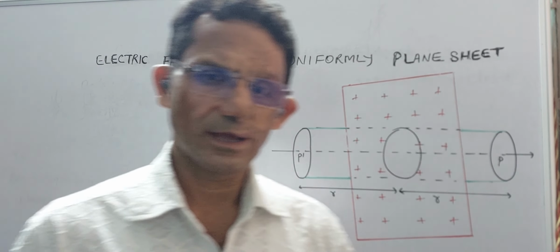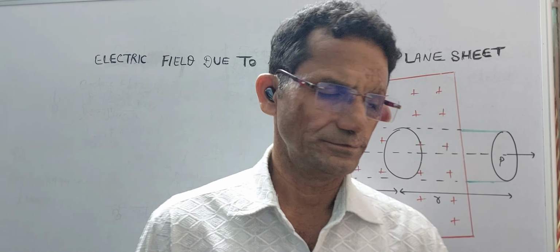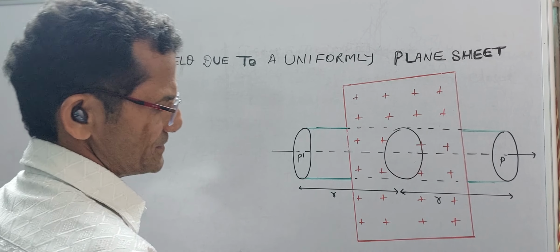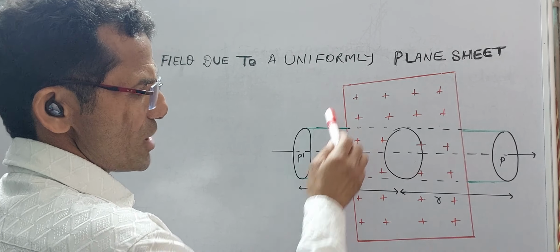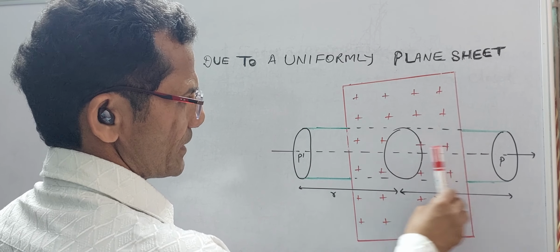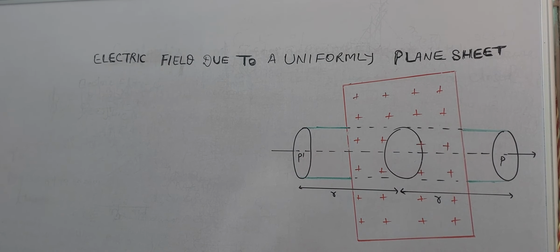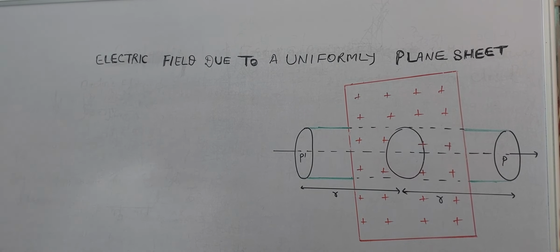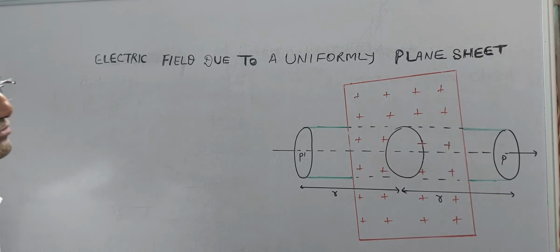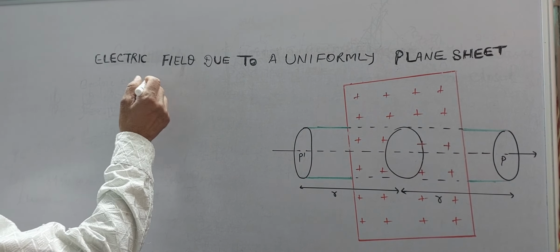Now, this is another topic in which we will use Gauss's theorem. This is an infinite plane sheet. It is uniformly charged. We have to calculate the field at a distance of r. This is our infinite sheet, and it has this uniform surface charge density. Now let us take sigma as the surface charge density.